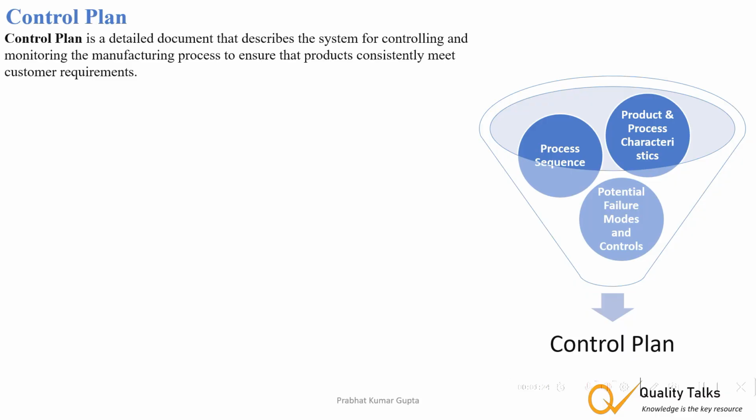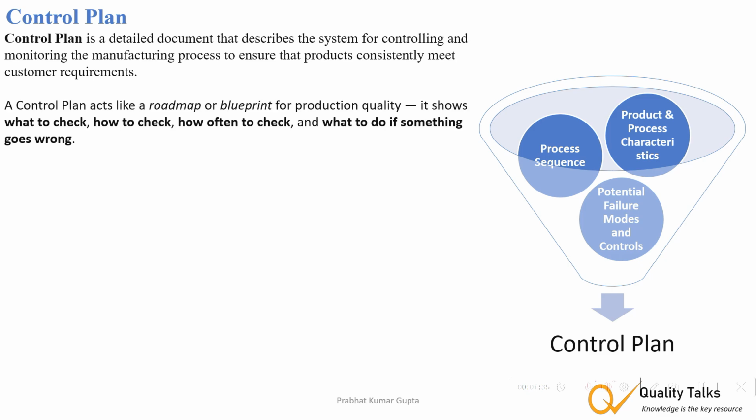A control plan is a detailed document that defines how we control and monitor the manufacturing process. A control plan is like a roadmap that is guiding us to ensure that products are made exactly to the customer requirements every time. The control plan tells us what to check, how to check, how often to check, and what to do if something goes wrong.